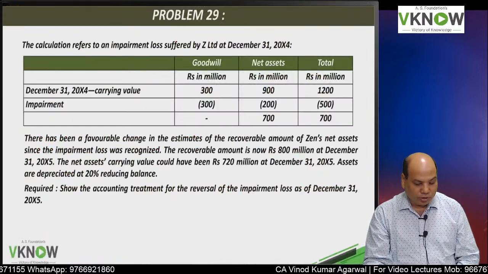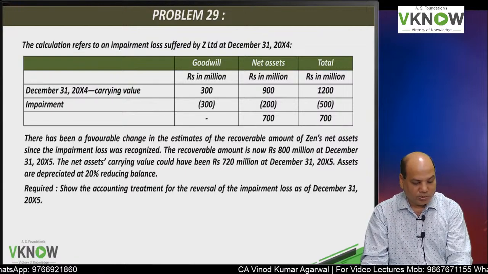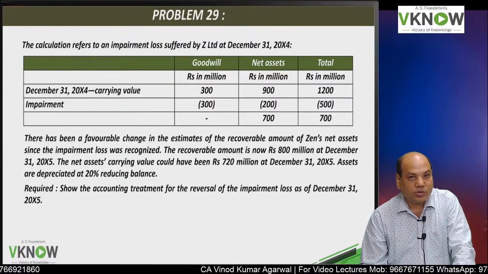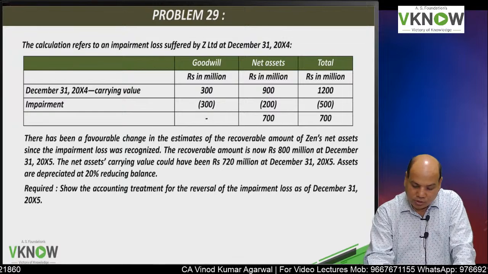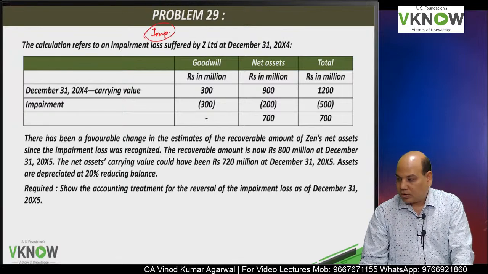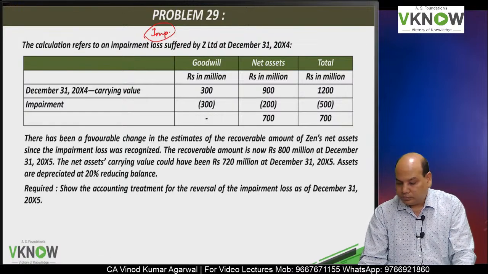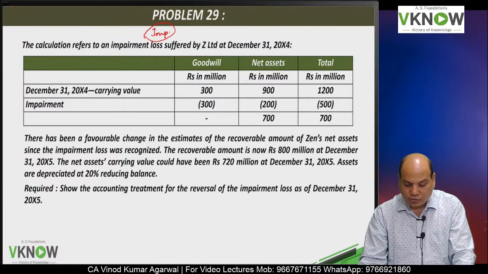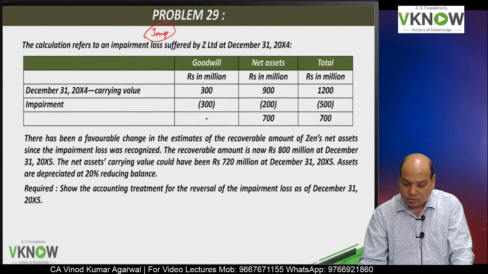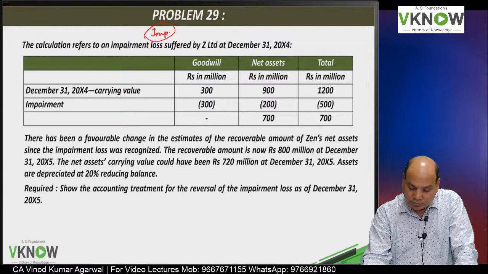Okay, now we'll solve two questions on reversal. So please pay attention. Questions have been taken from reference books to make the doubt clear. Important question number 29. The calculation refers to impairment loss suffered by Z Limited on 31st December 2004. Now they have done some calculation already.